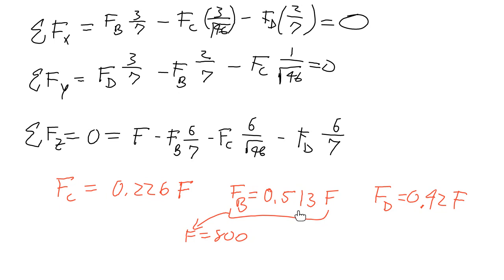And if this one has the greatest tension, then automatically, if we solve for F_B, the others are going to be less. So let's see what happens. We'll set F_B equal to 800, because it has the greatest tension. Then we can solve for F, and F is going to be equal to 1,558 pounds.